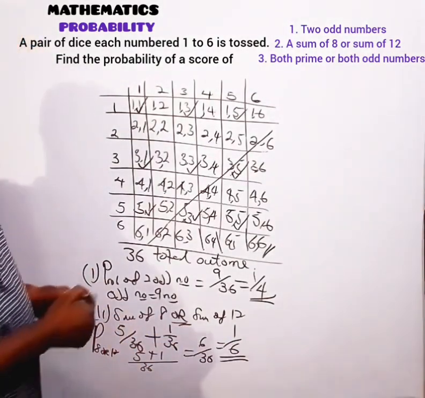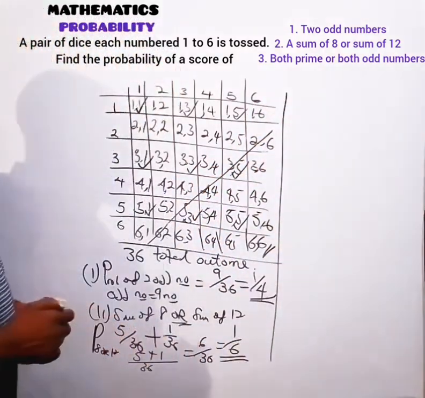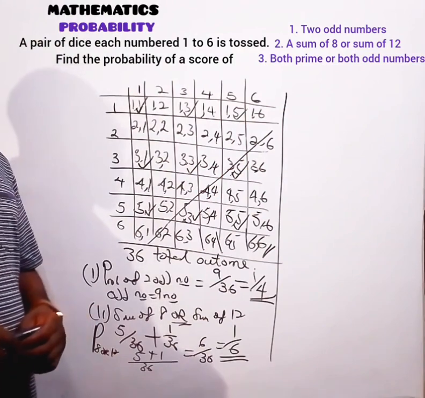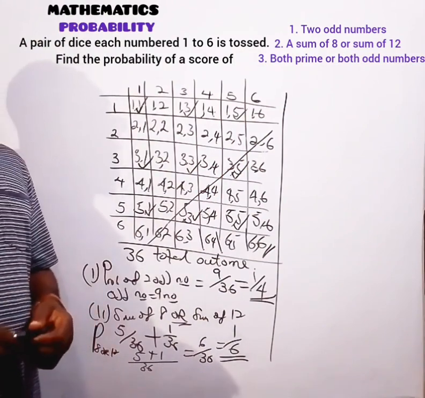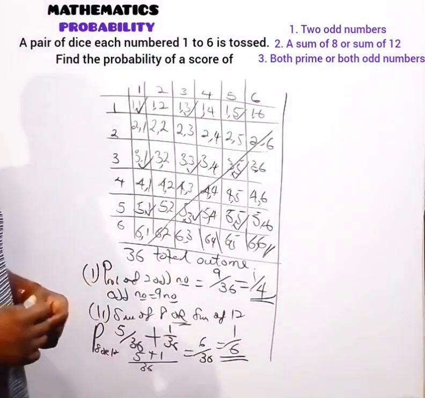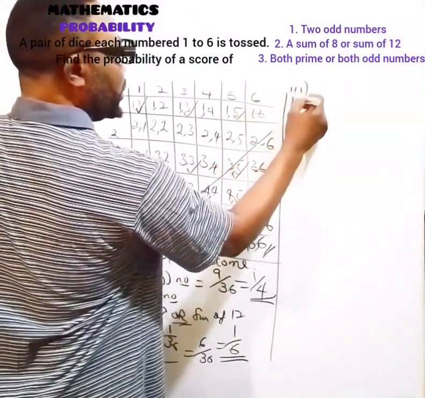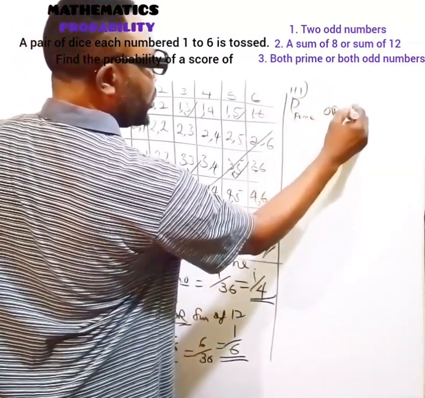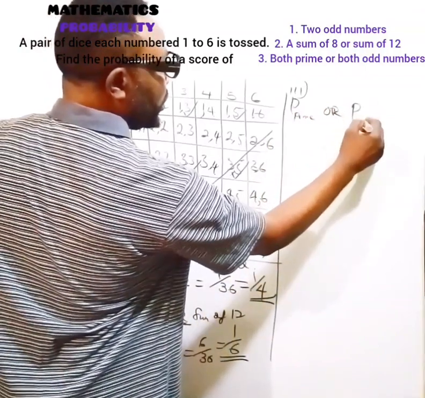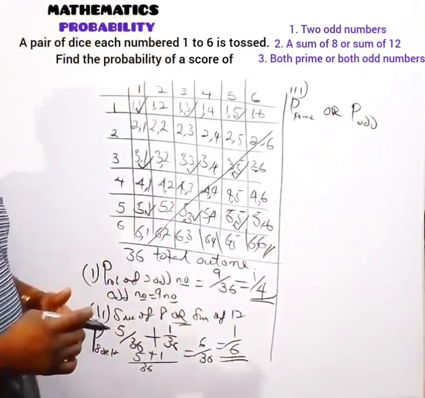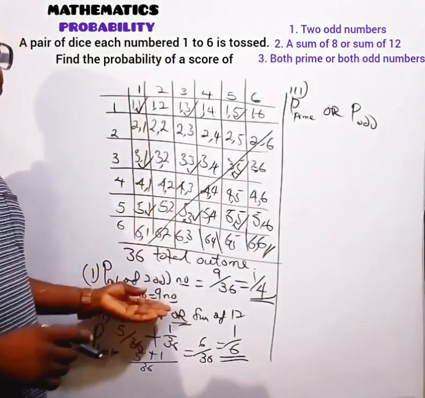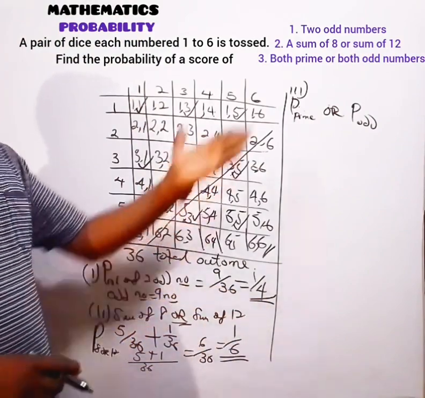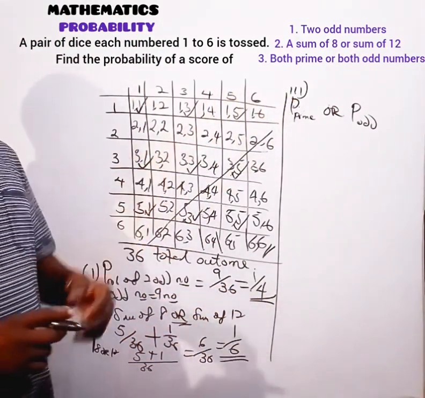Now, for the next question. The next question says, what is the probability that the two numbers will be a prime number or an odd number? That is what the question says. So probability of prime number or odd number. Don't forget that we have earlier found the probability of odd number, which has been gotten to be equal to 1 over 4. In this case now, let's look for the probability of prime number.